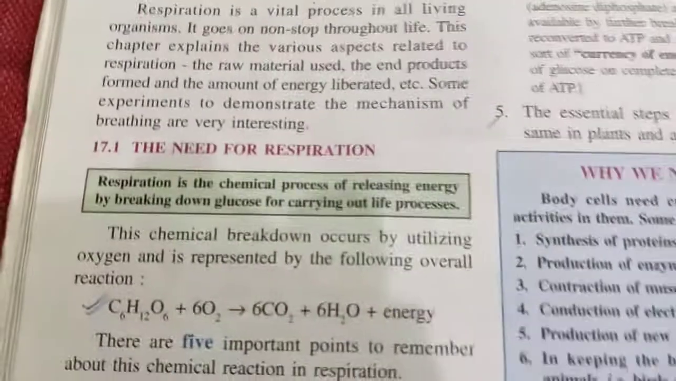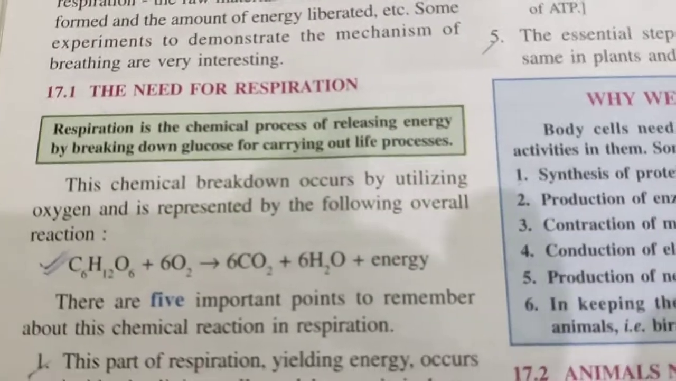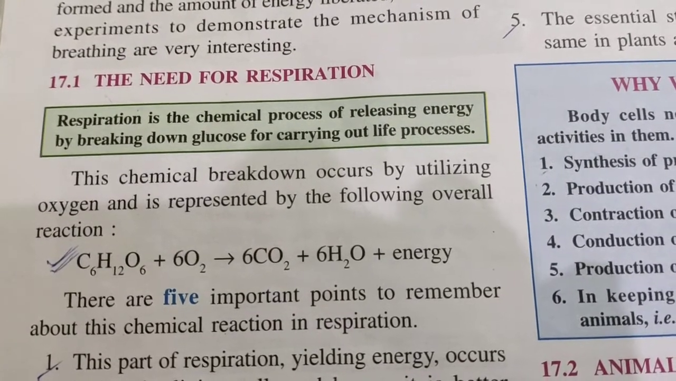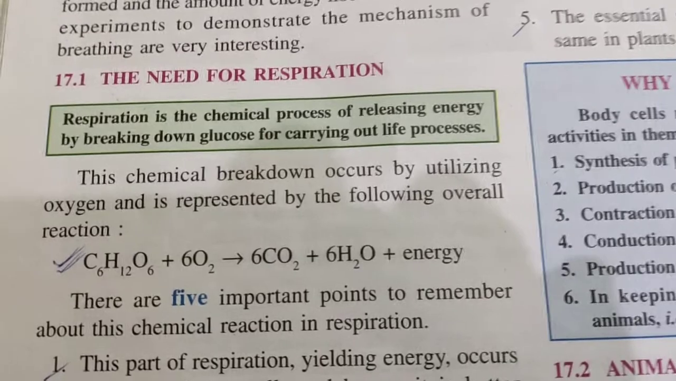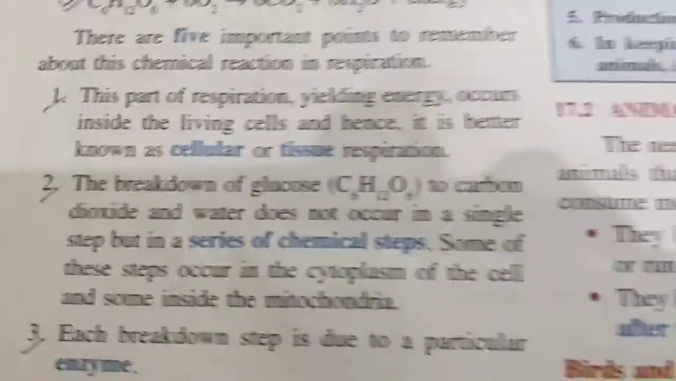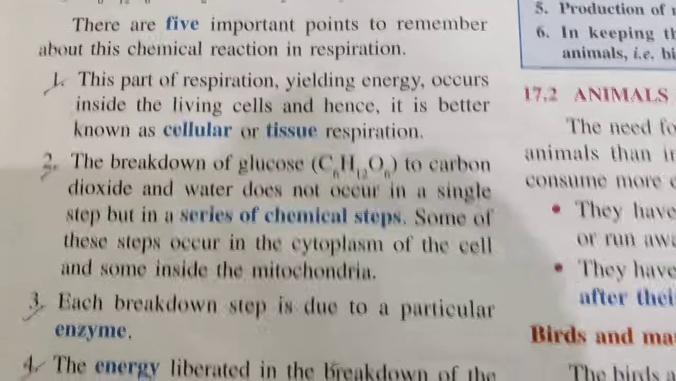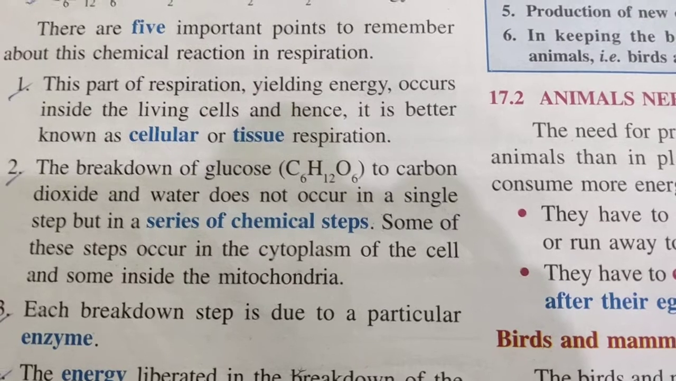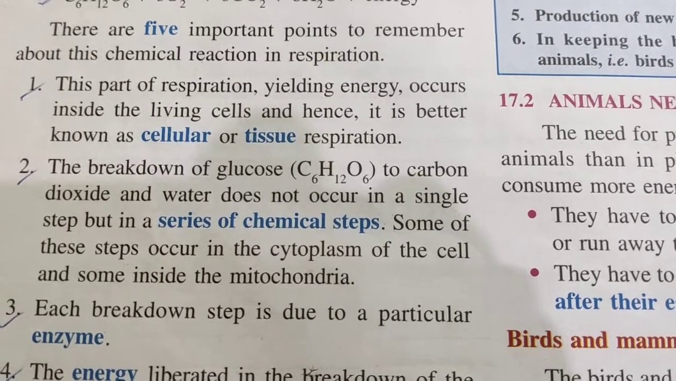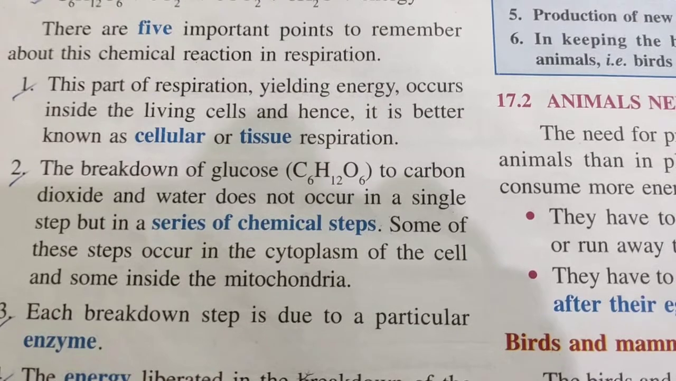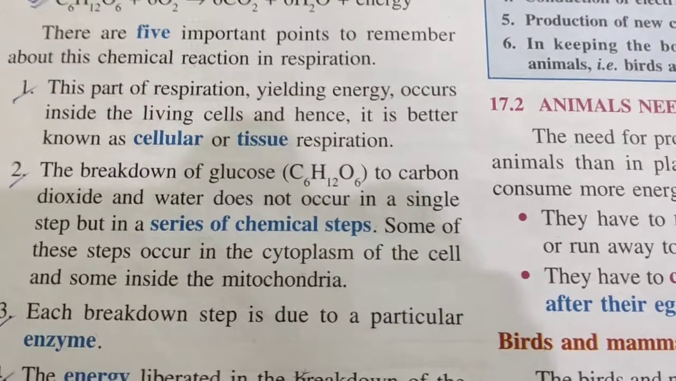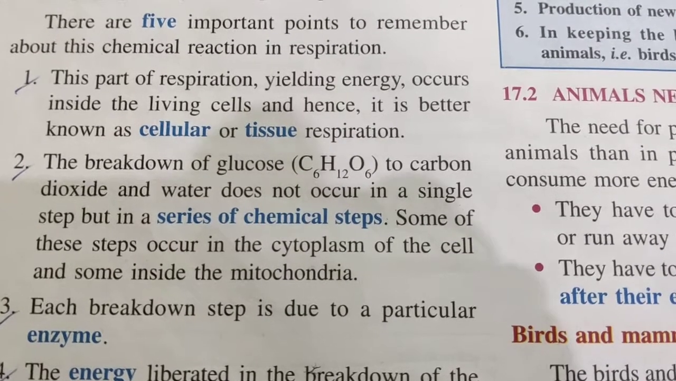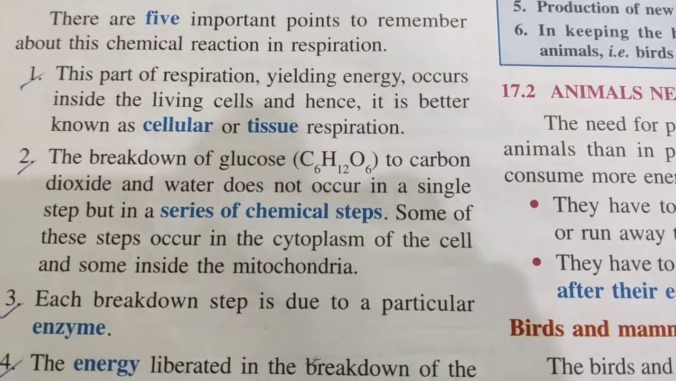Okay. So first thing, definition we have already learnt in the previous chapter, and also the equation which I am showing you here, this also we have learnt. Now today we'll start directly from the important 5 characteristics to remember about respiration. First thing, the part of respiration yielding energy occurs inside the living cells, and hence it is better known as cellular or tissue respiration. The breakdown of glucose to carbon dioxide and water does not occur in a single step but in a series of chemical steps.